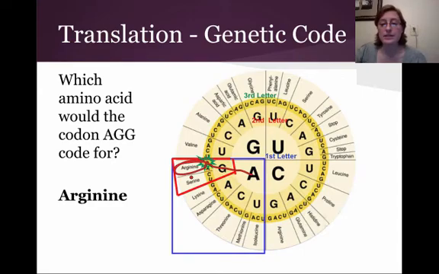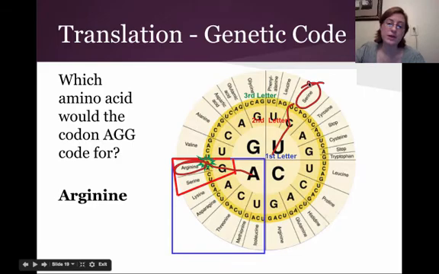Okay? But let's say I was looking for, I don't know, let's do UCU. Okay? First letter is U, second letter is C, third letter is U, and so that tells me it would be serine. Okay? Try and practice, see if you can write up a couple of different RNA codons, and then see if you can figure out what amino acid they would be.